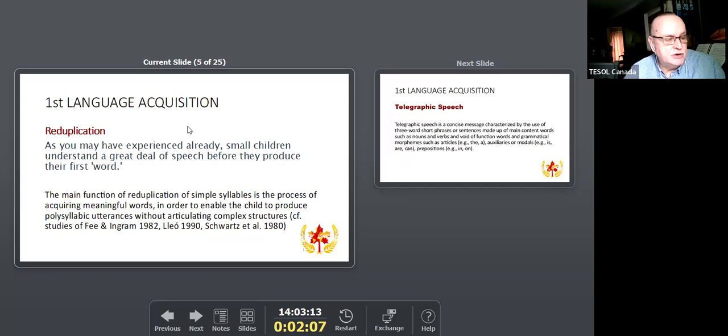With reduplication, as you may have experienced already, small children understand a great deal of speech before they produce their first word. My son, who is now 30 years old, when he was very young, 3 or 4 years old, had not said anything yet. And we wondered if he had a learning disability, that he wasn't understanding speech or he wasn't learning how to say words. We didn't know what was going on.